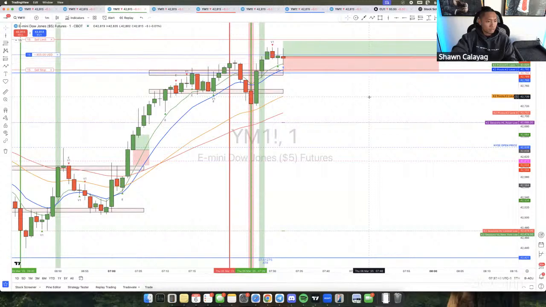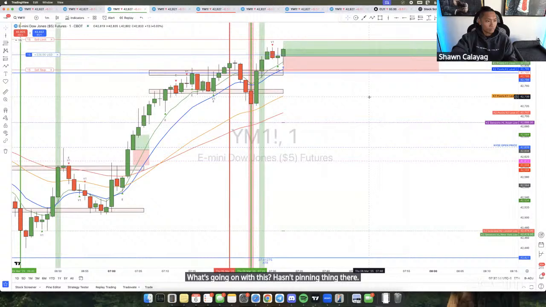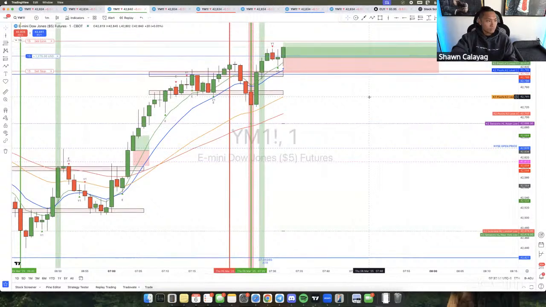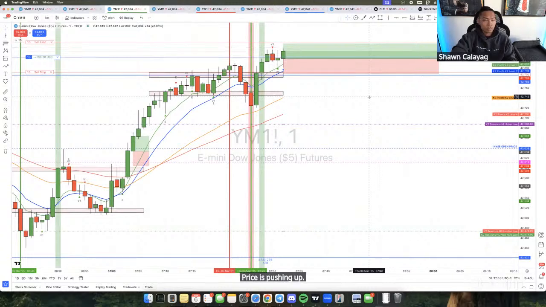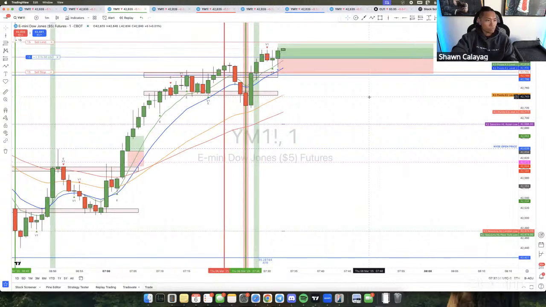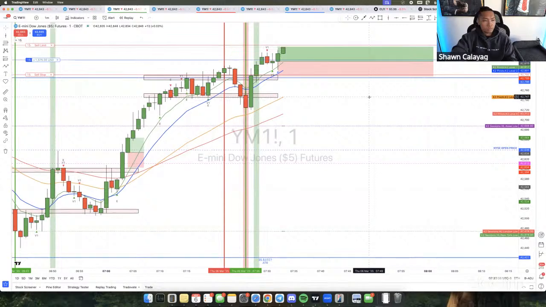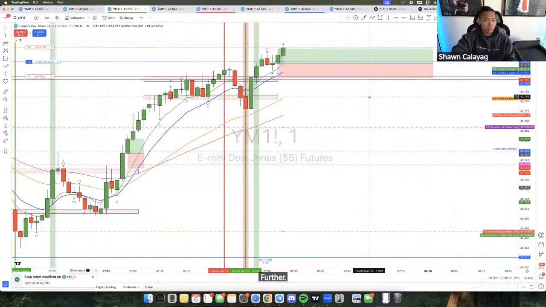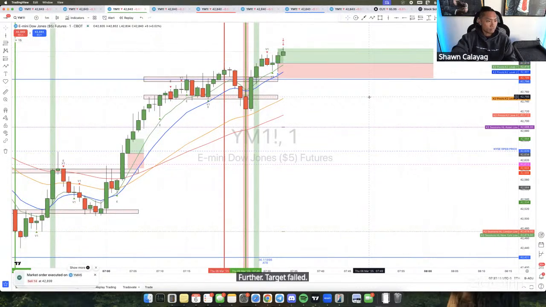I don't know what's going on with this. Hasn't hit anything yet. Price is pushing up further. Target filled. Oh. Order filled. Out. All right, full TP on that trade.